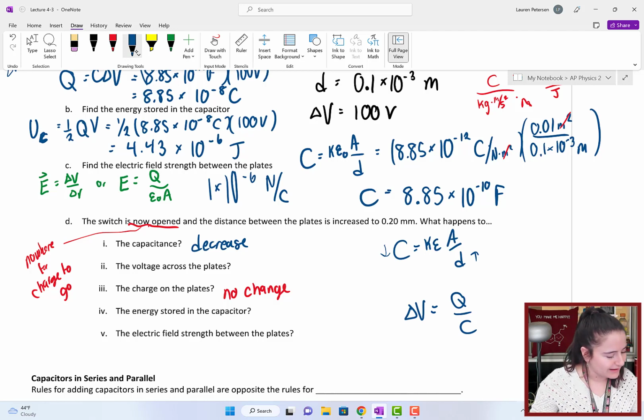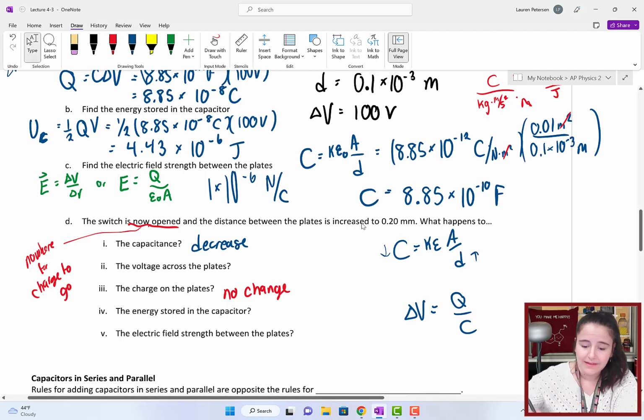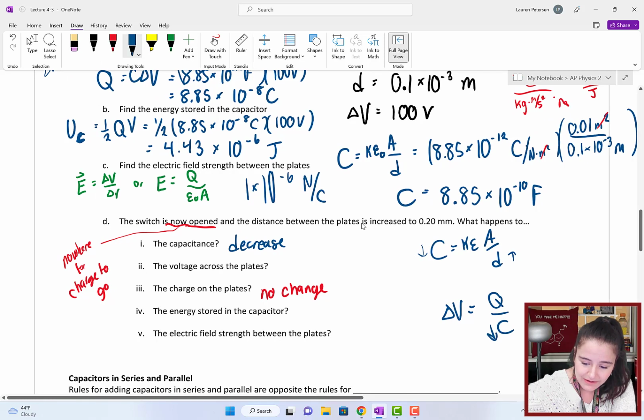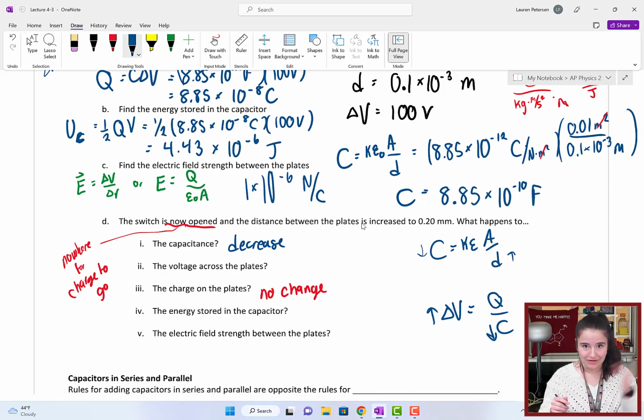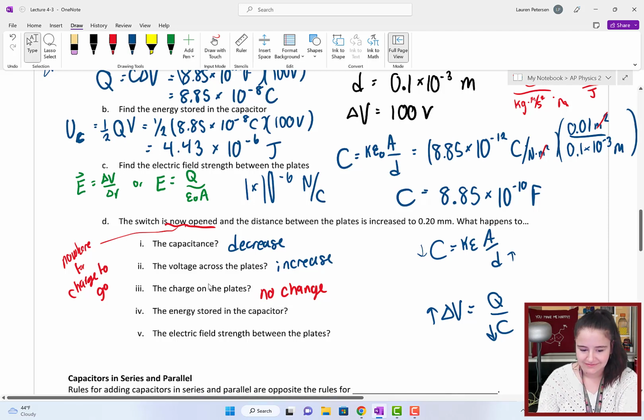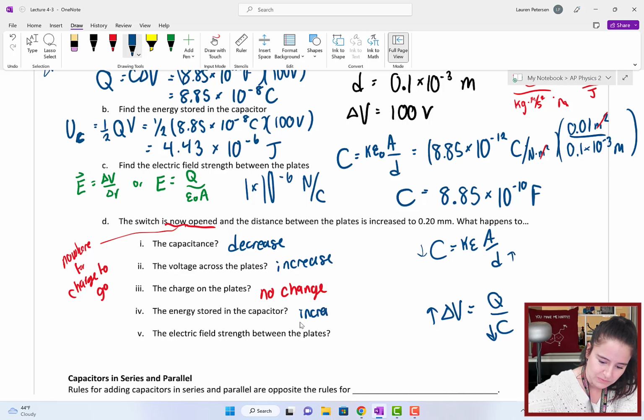So if we have a lower capacitance, that will increase the voltage across the plates. Voltage is the energy per charge to move it between those. If you have a bigger field, they're more spread apart, so you're going to have more voltage there. That will increase. Same with the energy stored. Voltage is the energy per charge, so if the energy per charge increases, the total energy will also increase.